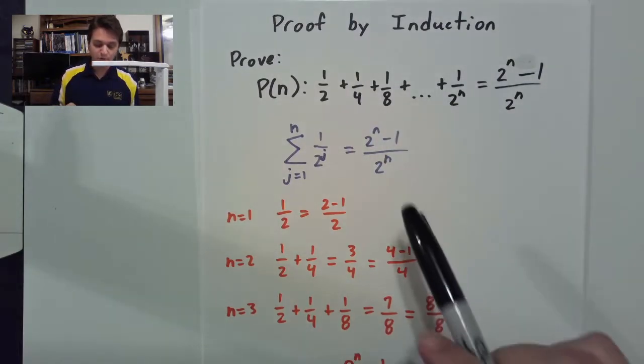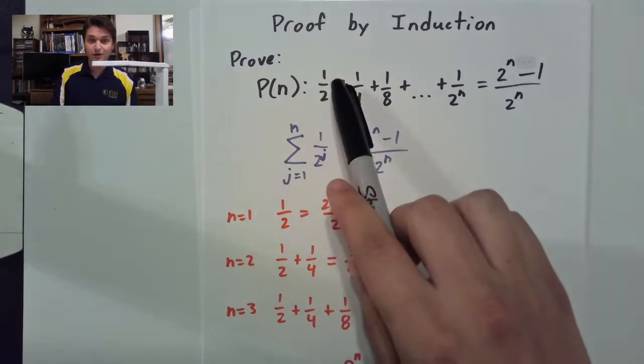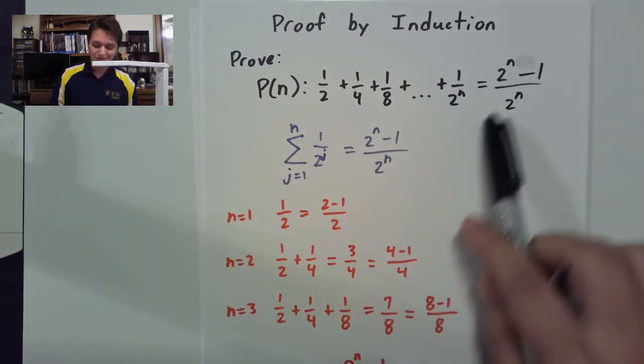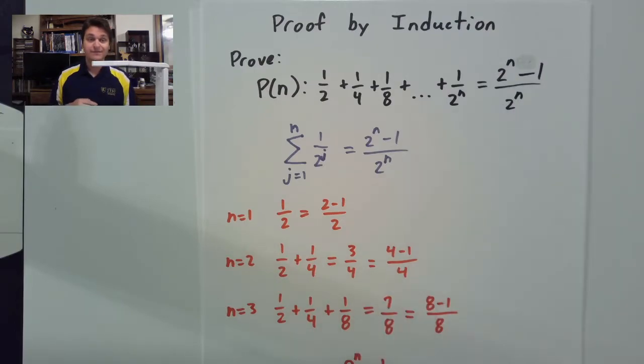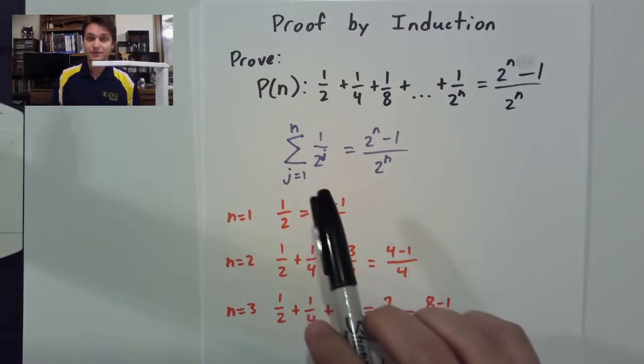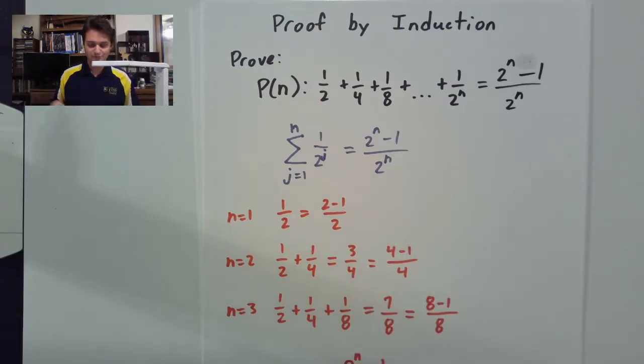This time we're going to be proving that the sum of a bunch of powers of 2, or excuse me, 1 over a power of 2, is going to equal 2 to the n minus 1, all over 2 to the n. And because I know we always want some extra practice with sigma notation, we can see it written out here as well.